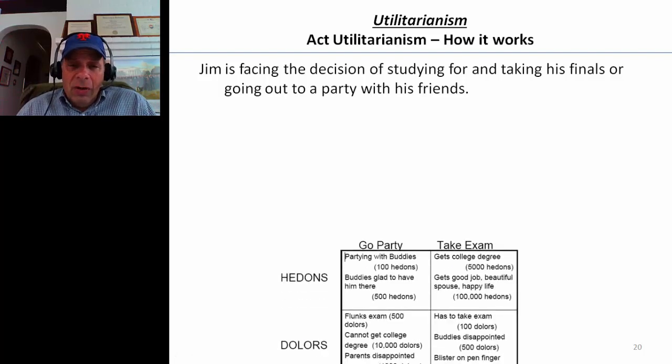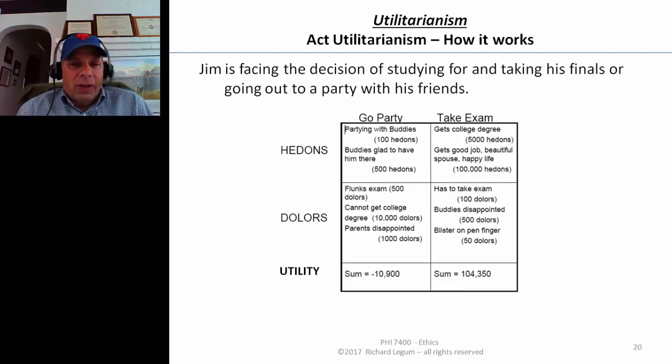And to do this, we're going to take a look at this kind of matrix. A matrix is just sort of a table. So we see Jim's facing two decisions, and take a look at the two things on top of this set of alternatives. He either goes to the party, or studies for the exam. Now, let's see what happens. We want to talk about the pleasant consequences of each of these alternatives and the painful ones, and then get a utility.